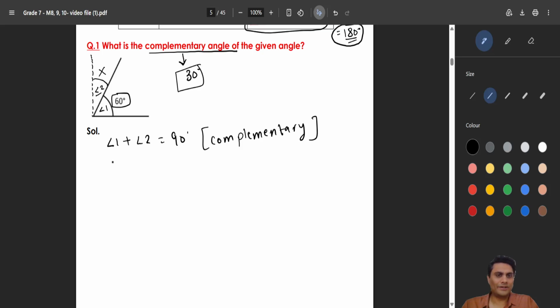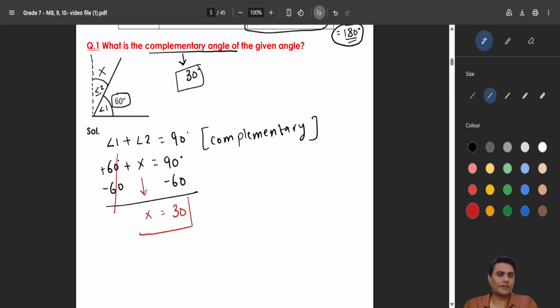Now, angle 1 is 60 degrees and angle 2, I don't know. Correct? x. It should be equal to 90. How will I get x? By removing the 60 from it. How will I remove the 60? This is positive 60, so I will do negative 60. If I do negative 60 on the left side, the right side will also take negative 60. Now 60 minus 60 is 0. I have x here, equal here, 90 minus 60, 30. This is how we do it in a proper mathematical way, okay, if it comes in the exam.